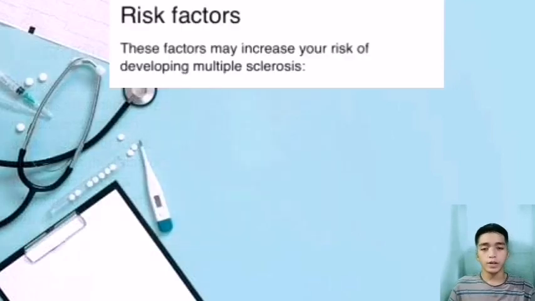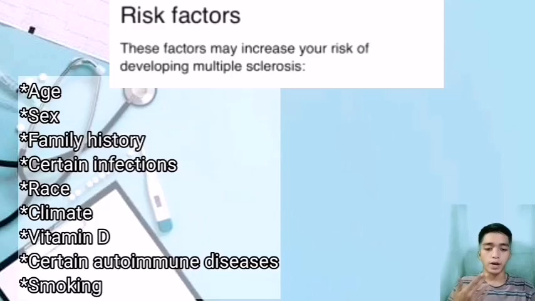Then the risk factors of the multiple sclerosis. So these factors may increase your risk of developing multiple sclerosis. So first one is the age. So that is the first risk factor. So multiple sclerosis can occur at any age, but onset usually occurs around 20 to 40 years of age. However, younger and older people can be affected.